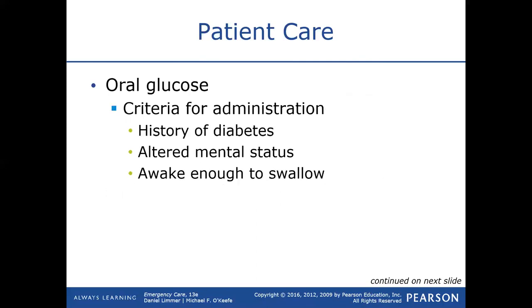Okay. Oral glucose. Criteria for administration. So when are we going to use our glucose? We are going to use it for a person with a history of diabetes, they're having altered mental status, and they're awake enough to swallow. Now, we're going to take it a step further because we can check glucometry. As long as you're credentialed to do so, check their blood sugar.